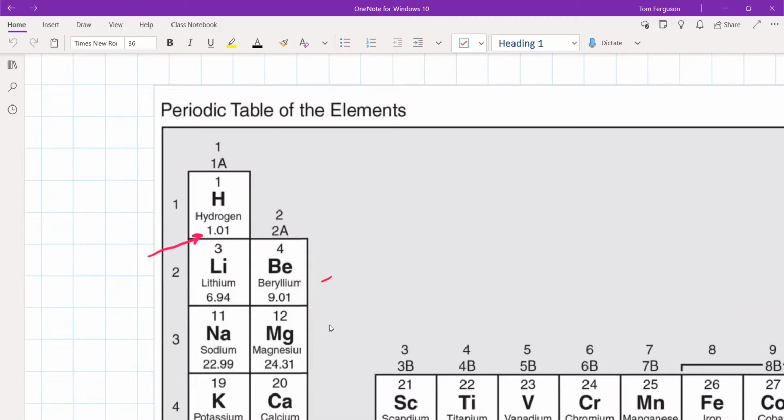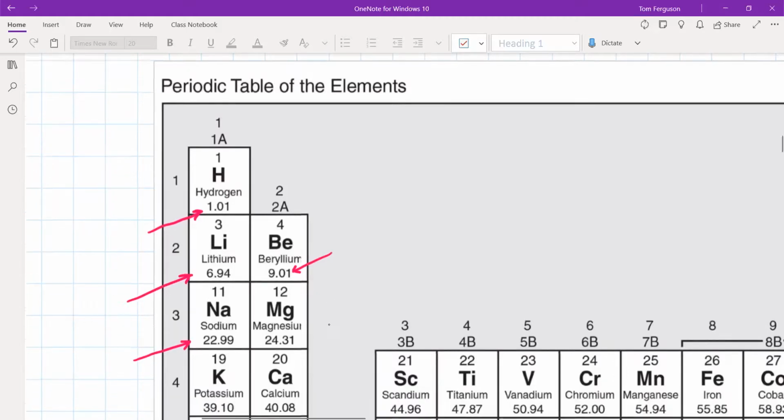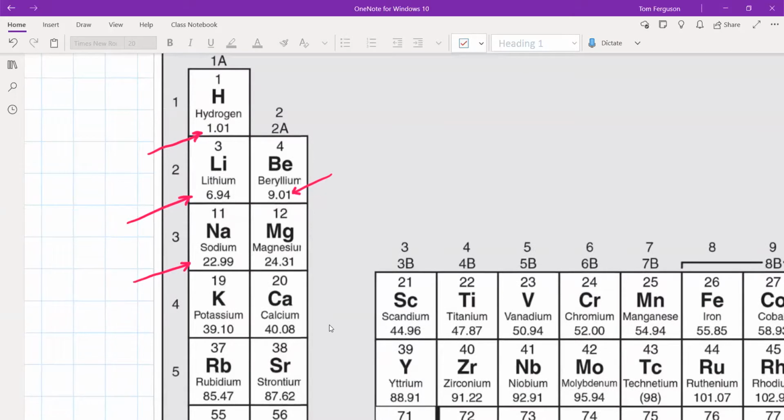Beryllium 9. Sodium 23. Lithium 7. Potassium 39. Calcium 40. So those are the most abundant of the isotopes. But there are others. That's why it's a decimal, because it's an average. And when you average things, you always end up with decimals.